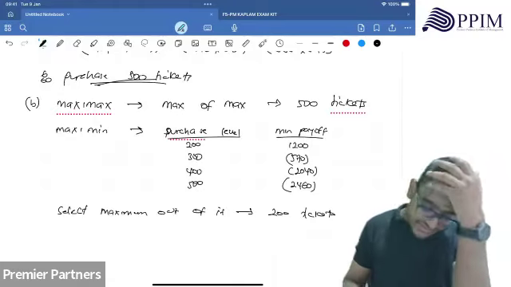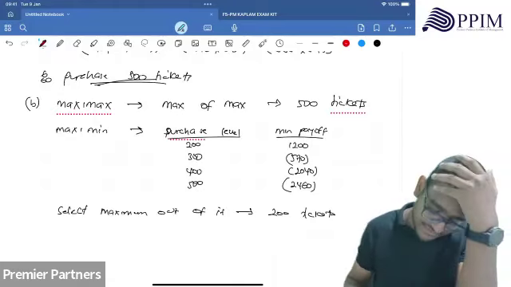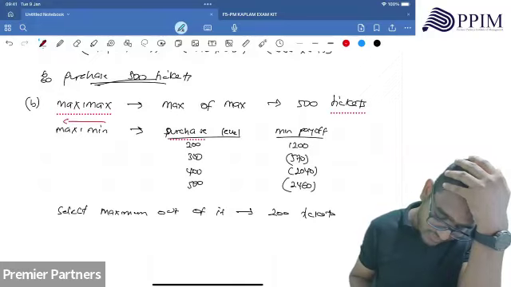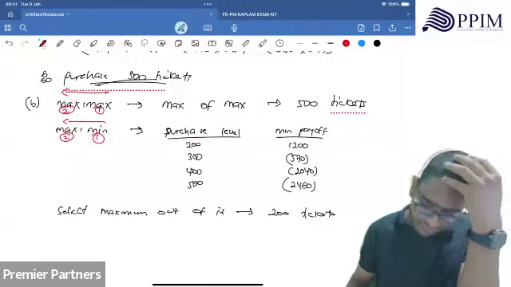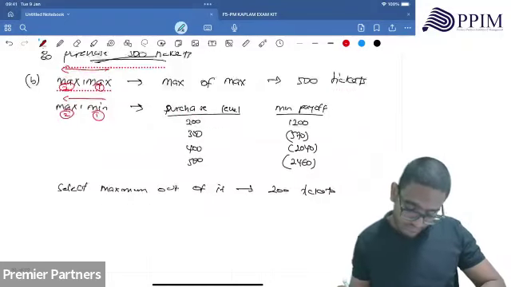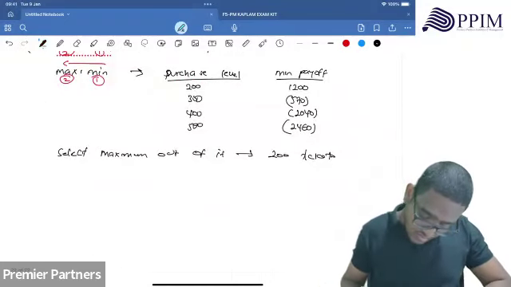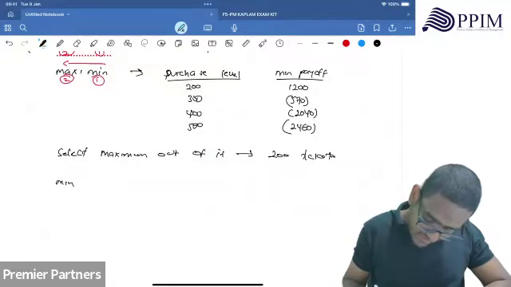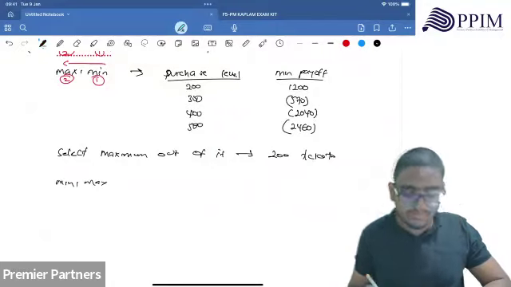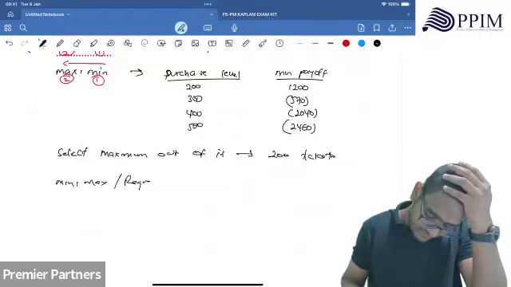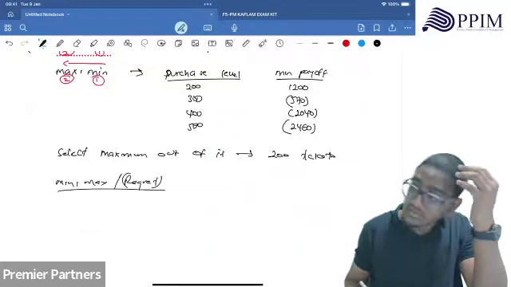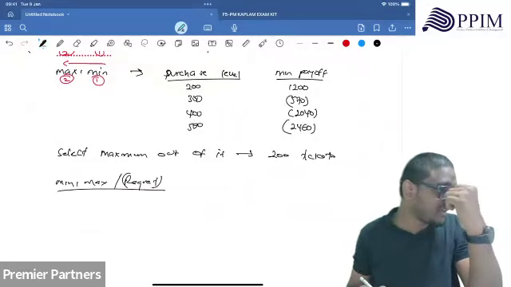I think I told you during class, right? When you're working this, the best way to remember it is go backwards. First minimum, then select the maximum. Go backwards. First maximum, then maximum. Okay. The last one is the tricky one, minimax. Minimax or regret strategy.